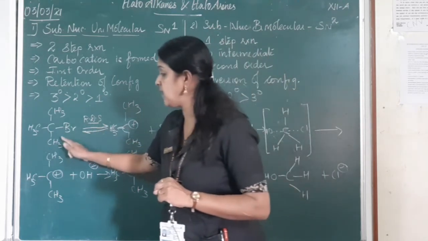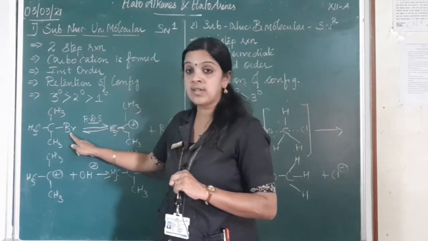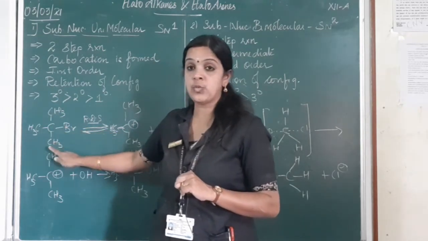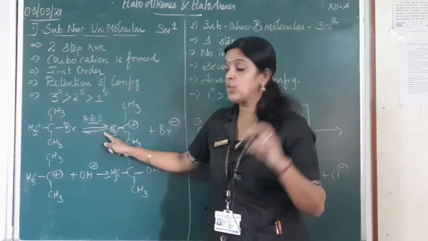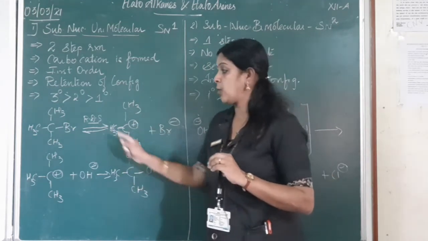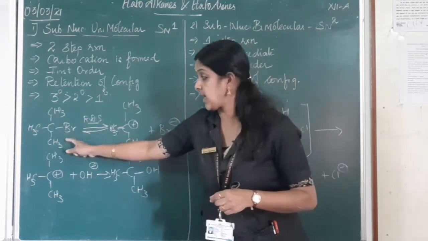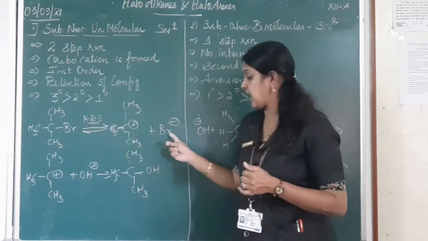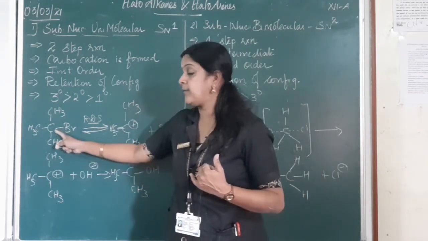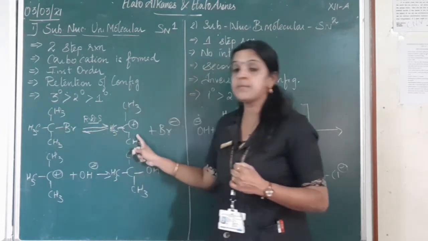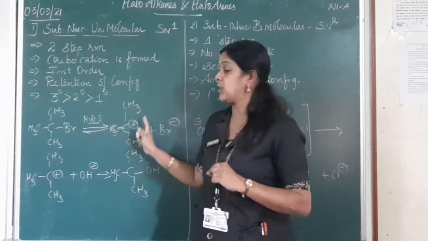Now here you can see a tertiary alkyl halide. The carbon which is holding the halide is connected to 3 carbon atoms, so we call it tertiary. A tertiary alkyl halide gives a tertiary carbocation with the removal of the halide ion. So in the first step, the halogen atom comes out, leaving the reactant as a halide ion, Br minus. Once Br minus is removed, there is an intermediate which we call a tertiary carbocation, formed during the first step.